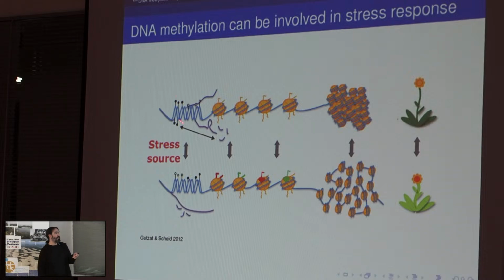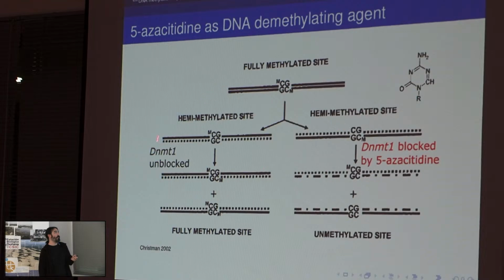With DNA methylation, we have the luck that this molecule, azacitidine, is a blocker of DNA methyltransferases. That means it competes with it and makes it not usable. So when we have a fully methylated site in the DNA and the DNA methyltransferase is not blocked, after a cycle of replication one of the threads is still methylated and the other is not. This is called hemimethylation, okay?